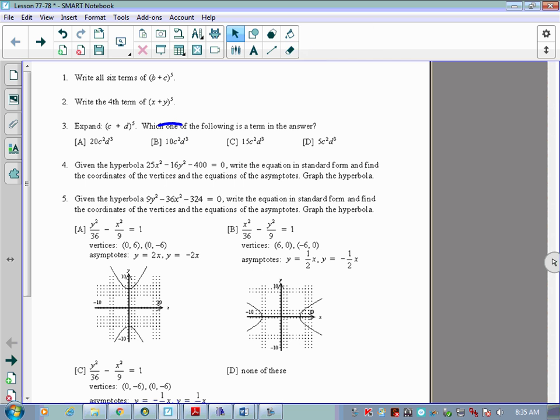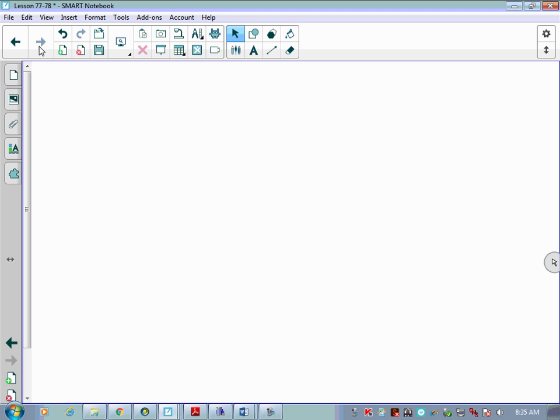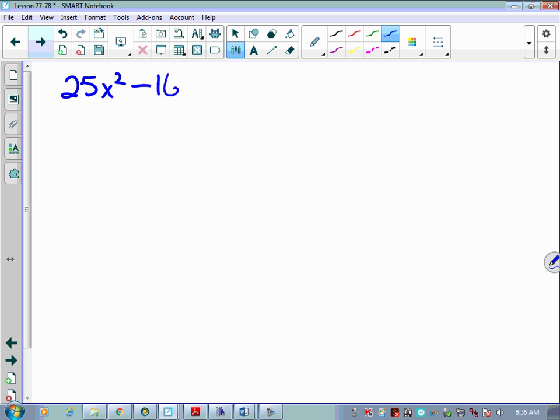So number 4, given the hyperbola 25x squared minus 16y squared minus 400 equals 0, write the equation in standard form and find the coordinates of the vertices and the equations of the asymptotes. Graph the hyperbola. So there's a bit more here than what we had worked with. They start you off with 25x squared minus 16y squared minus 400 equals 0.